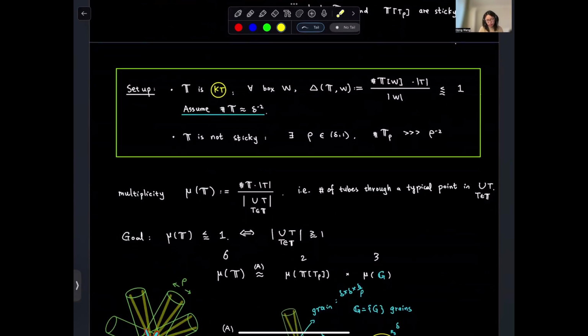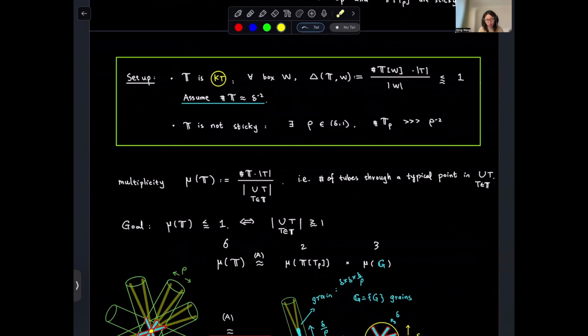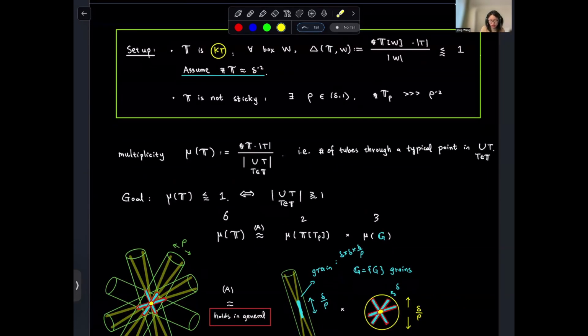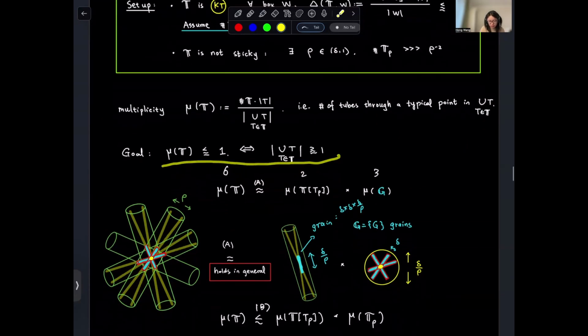So to do induction on scales here, we are going to study the multiplicity of tubes, which is roughly the number of tubes through a typical point in the union of the Kakeya set. Our goal is to show that the multiplicity is bounded by 1, which is equivalent to saying that the volume of the union of tubes is greater than or approximately 1. So this is our goal. Now let's look at this picture.